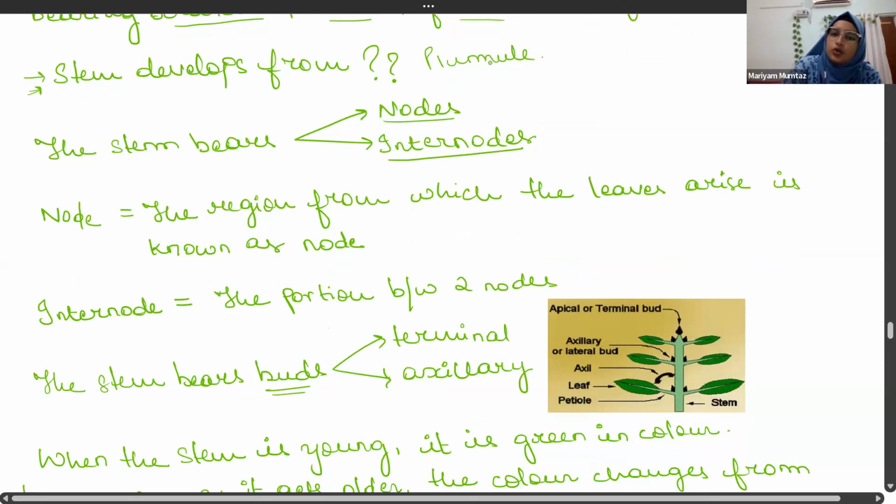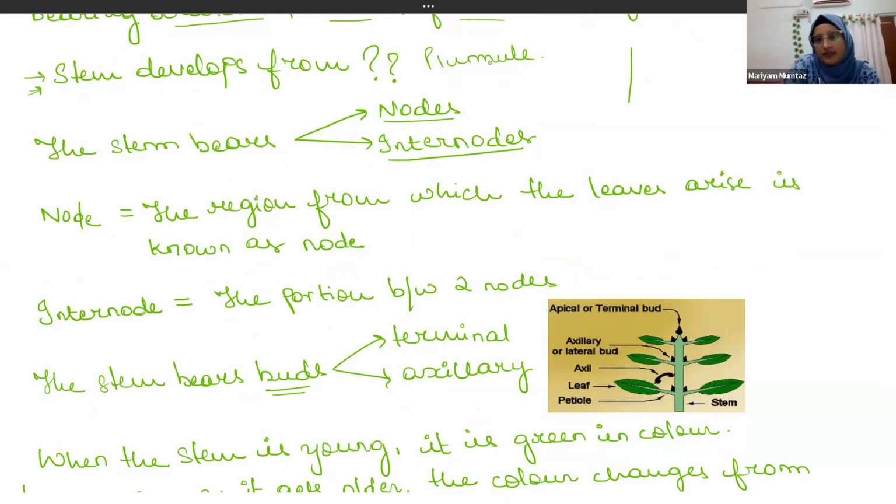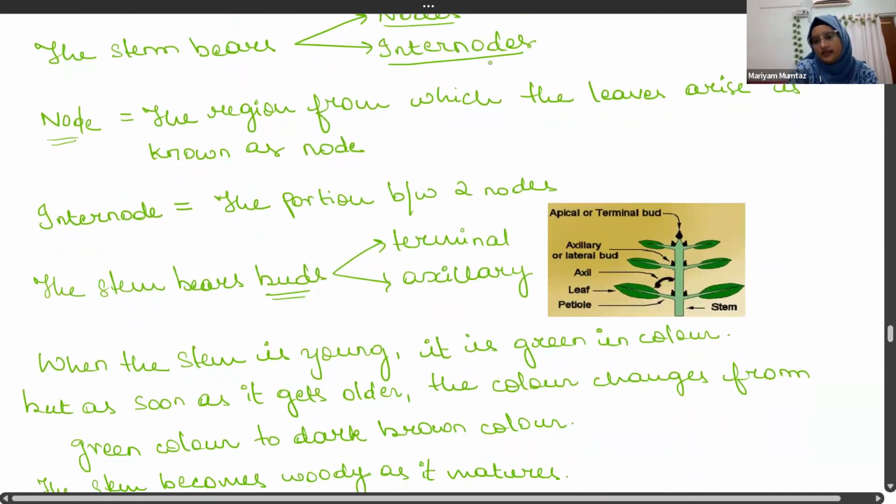Okay. So a node is a structure from where leaves arise. For example, this is a plant and this is the leaf, this is the stem. So this structure from where the leaves are arising is known as the node. Okay. So node is a region from which the leaves arise. The leaves come out of a structure which is known as node.